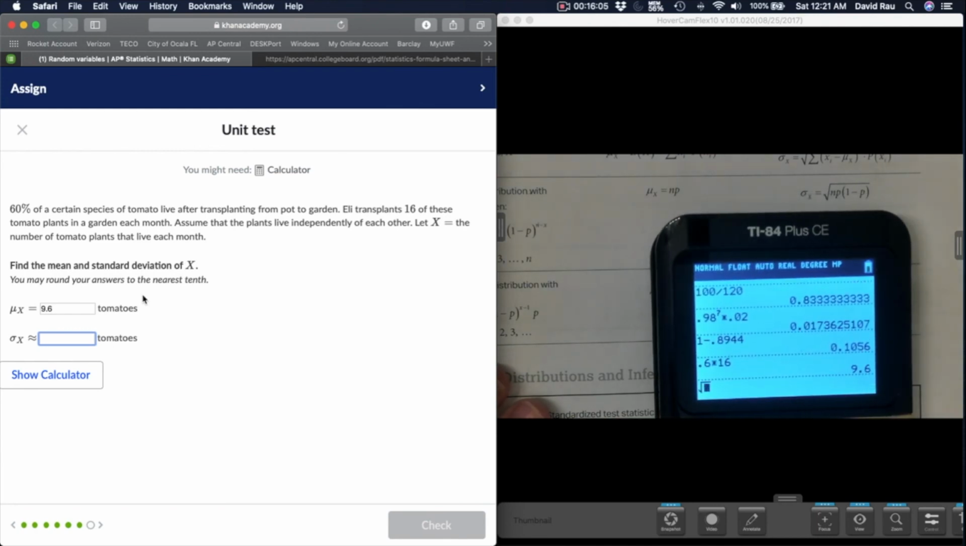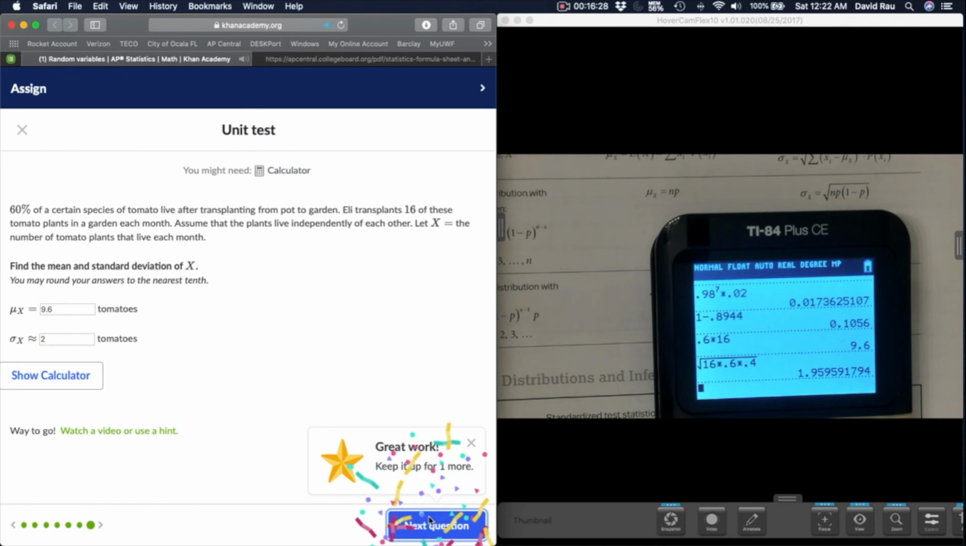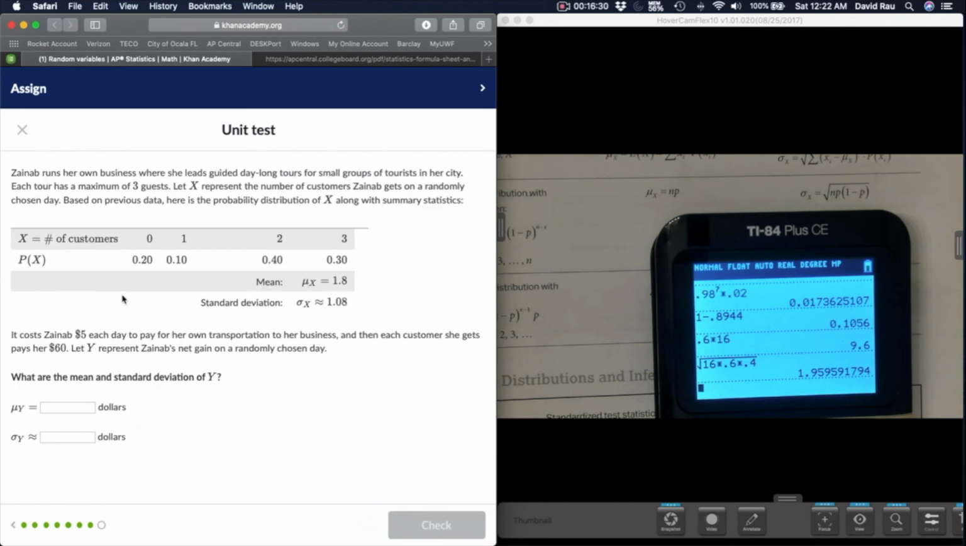So we have the square root of 16 times 0.6 times 0.4. When they say independent, that's what I was kind of getting caught up on. It's the independent that makes this binomial, because again, independent means the probability won't change from one to the other. So that's going to be, when we round, it's actually going to round to 2, because it would be 1.95, and if we're rounding that to the 10th, that's going to round up. One more question. Here we go.